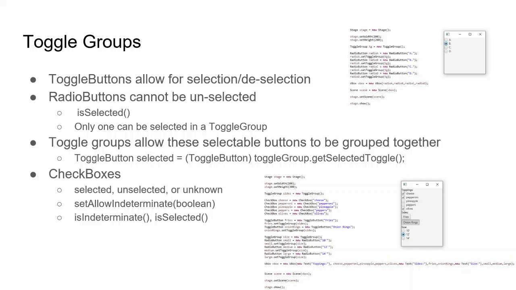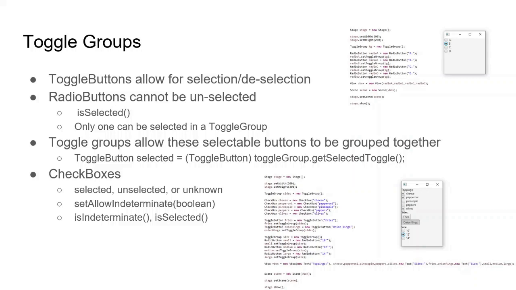Toggle groups allow these selectable buttons to be grouped together. So we can get it by creating either a toggle button or a radio button, depending on what the toggle group's made out of. And then we use togglegroup.getSelectedToggle, and we have to cast that value as either a toggle button or a radio button. That's what those parentheses are.